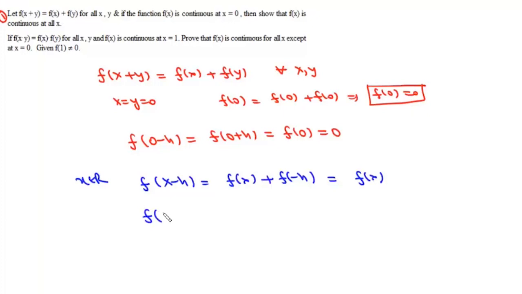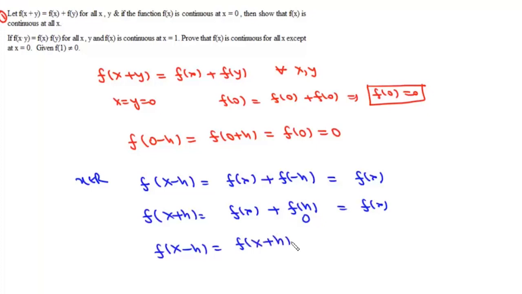And if we look at its right hand limit, which is f(x + h). Now f(x + h) is f(x) + f(h). Again, this f(h) is 0. So this is also equal to f(x). So for any real x, f(x - h) will be equal to f(x + h), and it is equal to f(x). That means this function is continuous for all x belongs to R.